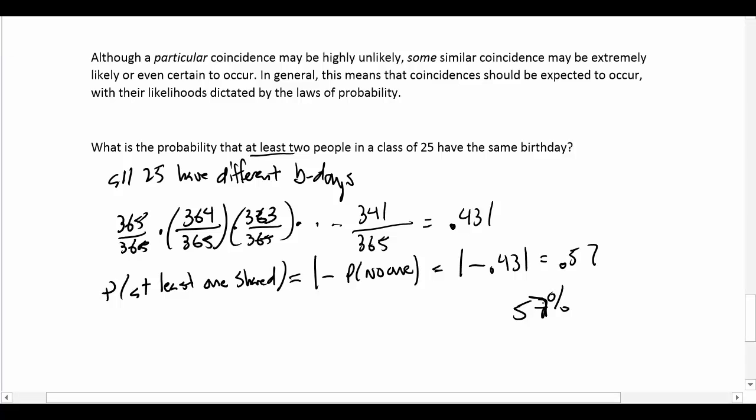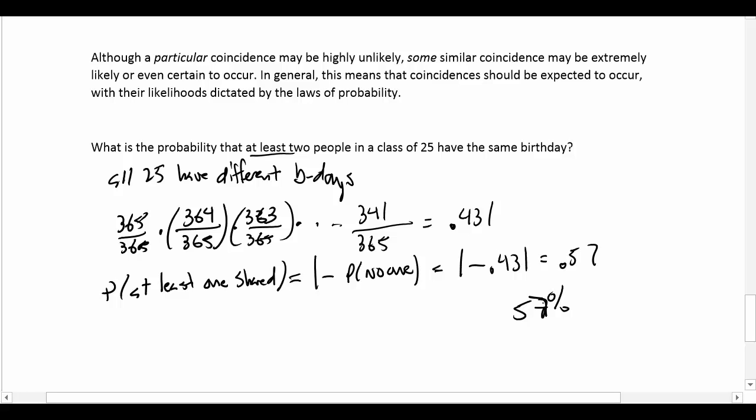So think about that in a real-world context. 25 students is typically a normal class. So think about how many times you've sat in a classroom and 2 people have jumped up and said, "Oh, my birthday's today. Oh, my birthday's today." Okay, 57% of the time, that's just going to happen. And that's just the probability rules.